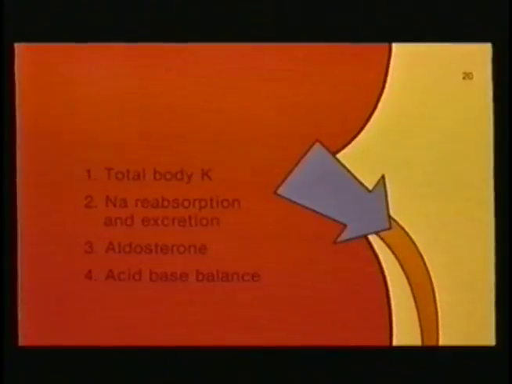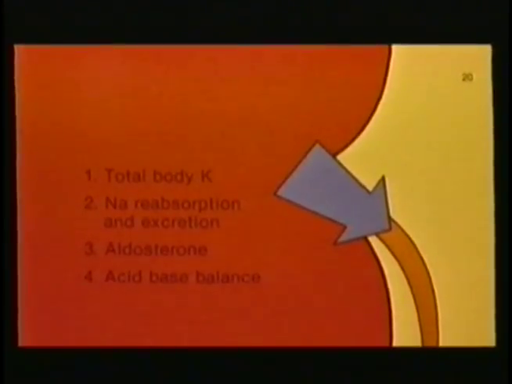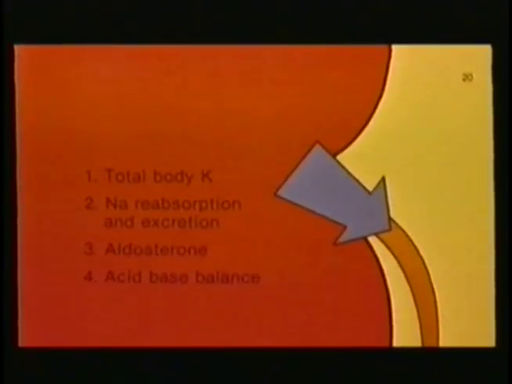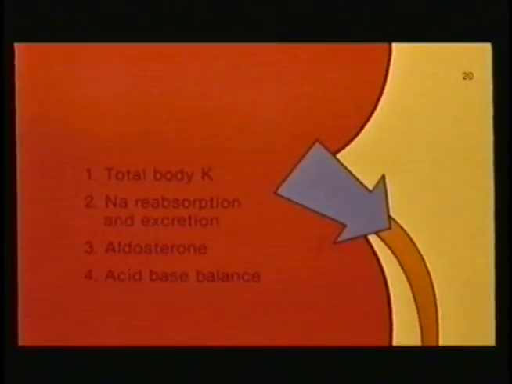It is possible to separate factors that influence the rate of renal potassium excretion into at least 4 categories. First, total body potassium. Second, sodium reabsorption and excretion. Third, aldosterone. And fourth, acid-base balance. There are interrelations among these factors. The separation is made mainly for the purposes of clarity in discussion. The mechanisms of these alterations will be discussed later in the presentation.